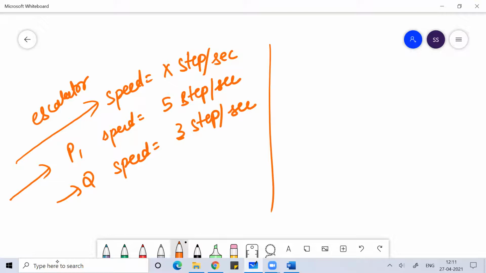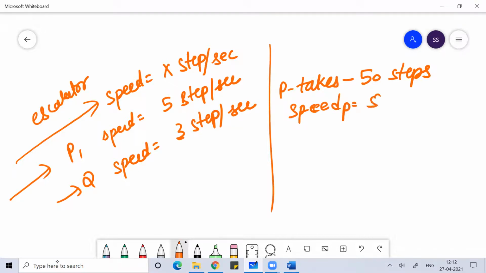The total step will not change. It is given that P takes 50 steps, and the speed of P is 5 steps per second. With this, you can find how much time P has taken to reach the top of the escalator. Then it would be 10 seconds.